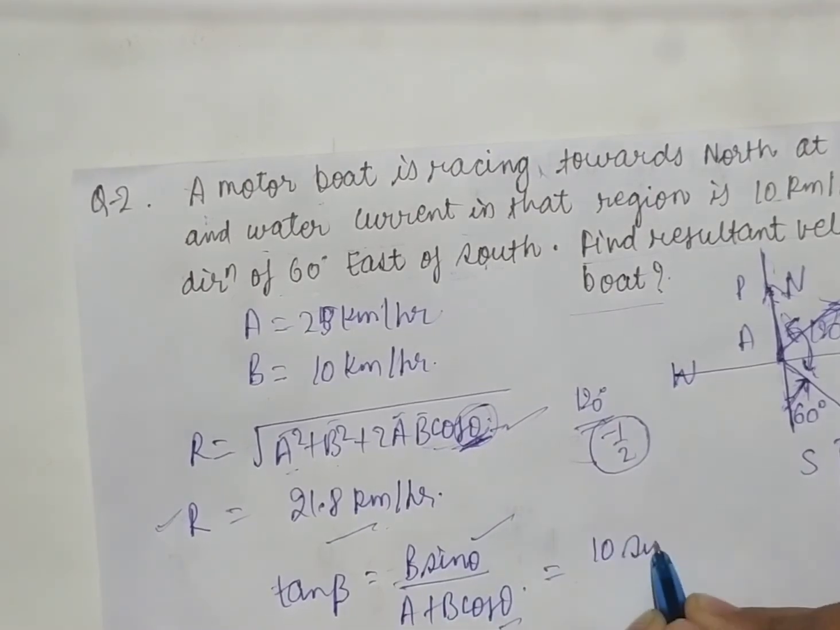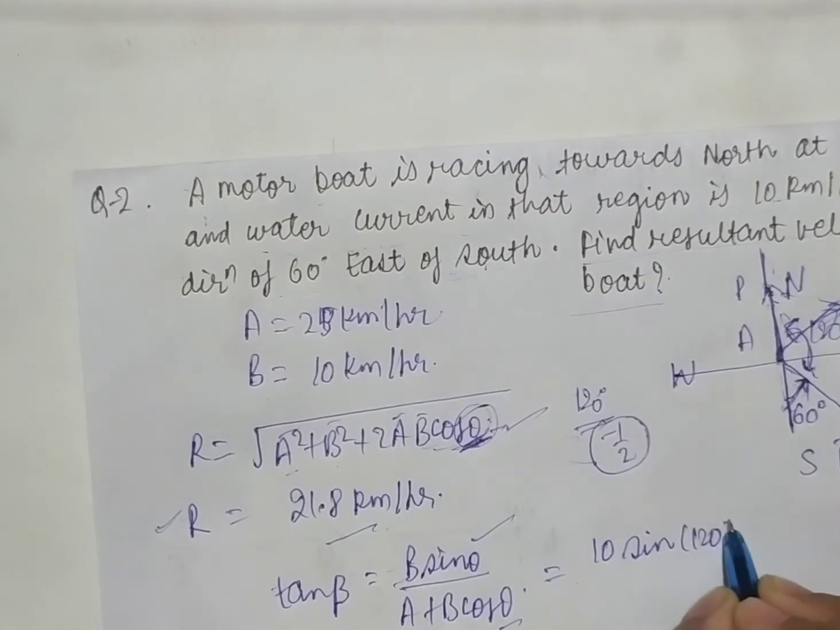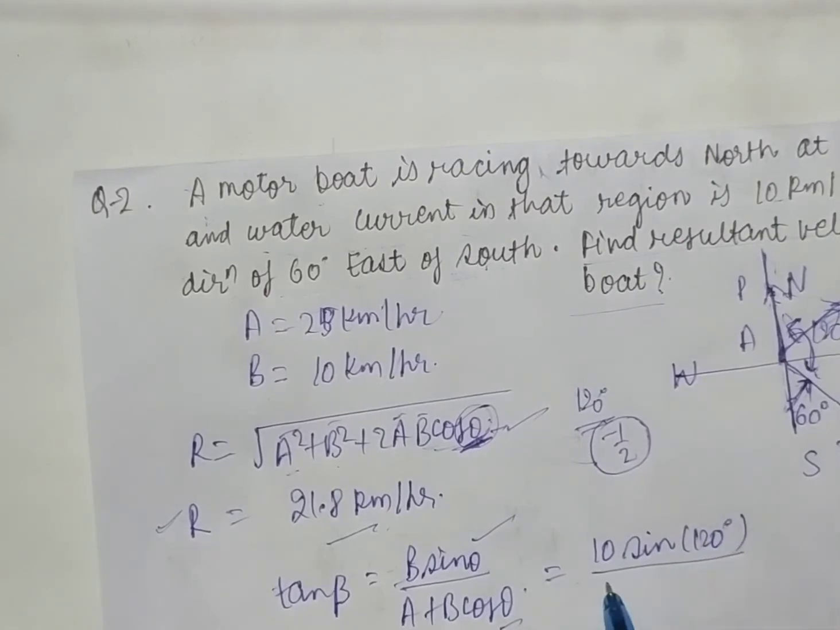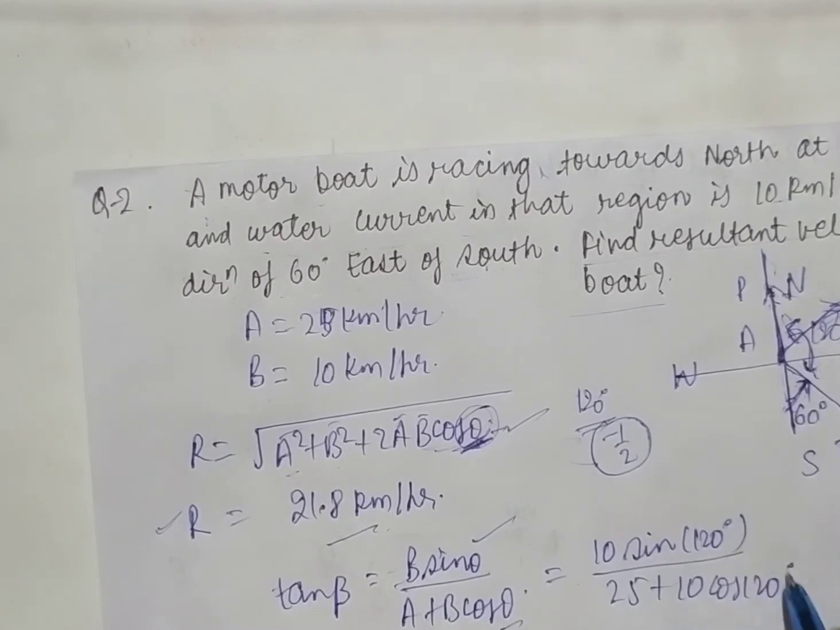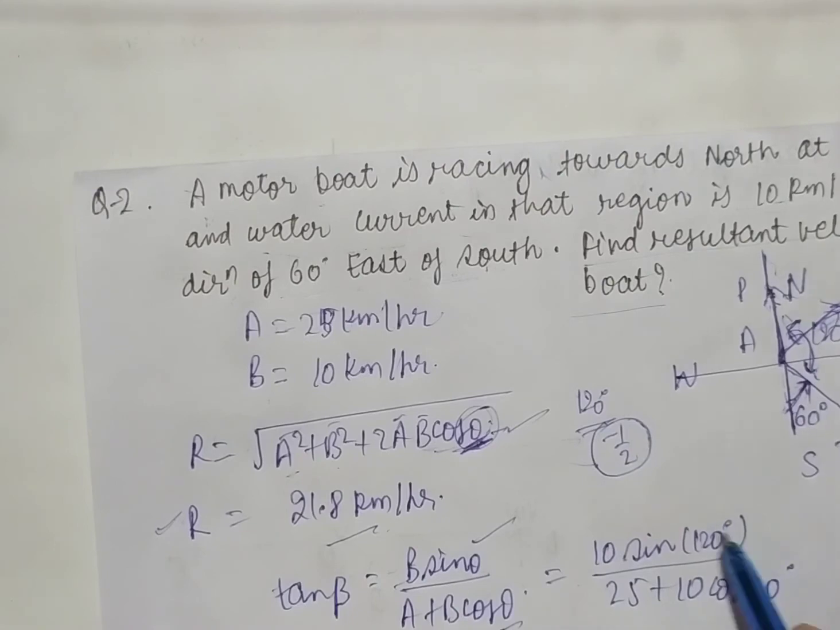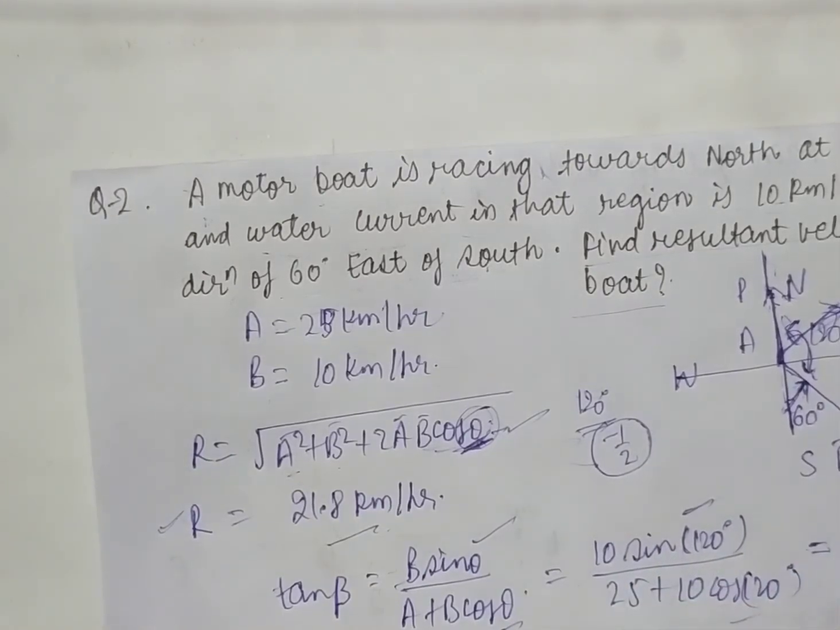10 sin 120 degrees, and a is 25, plus 10 cos 120 degrees. Cos 120 we already know. Sin 120 we can easily find out. I believe there is no problem in finding sin theta and cos theta. And after simplifying this much, you will get 0.433.